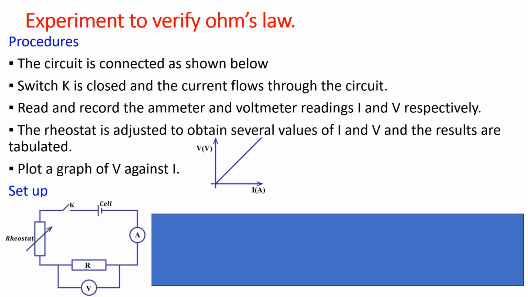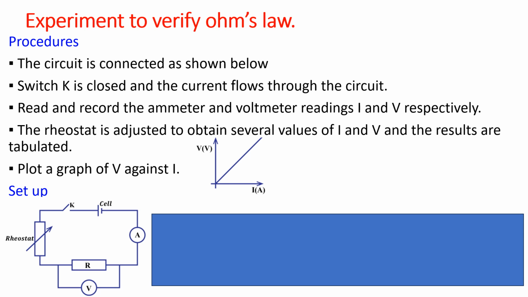As we can see in our circuit, we have a rheostat for adjusting the resistance. We have a resistor of the appliance. We have an ammeter to measure current, and a voltmeter across the resistor to measure the potential difference, and then a single dry cell and the switch. So the circuit is connected as shown below, switch closed, and the current flows through the circuit. Read and record the ammeter and voltmeter readings, I and V respectively.